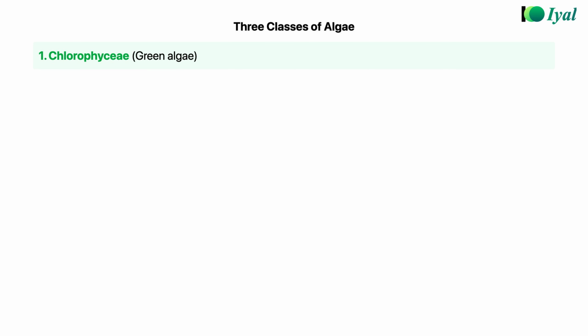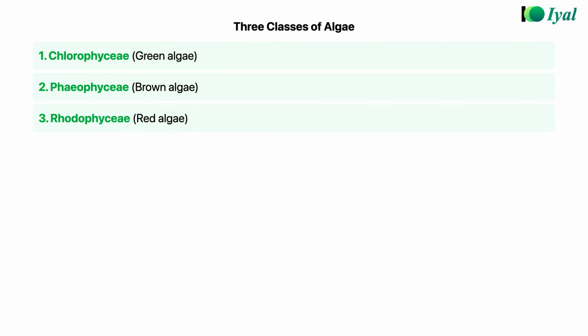Algae are divided into 3 main classes based on their pigments and stored food. First up, we have Chlorophyceae, the green algae. Second, there's Phaeophyceae, or brown algae. And third, we have Rhodophyceae, the red algae. Let's look at each of these in detail.